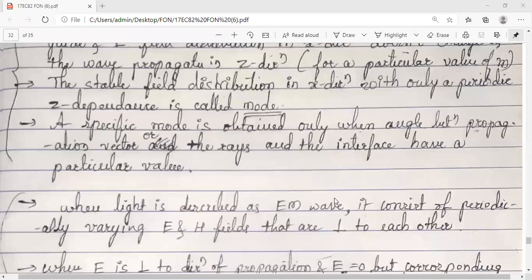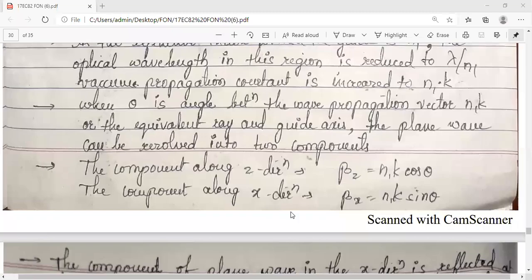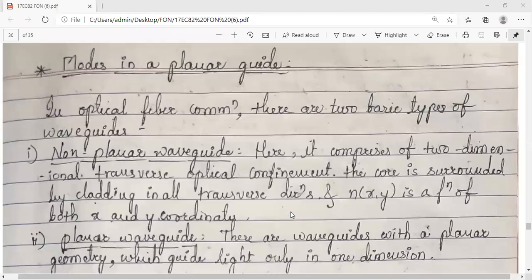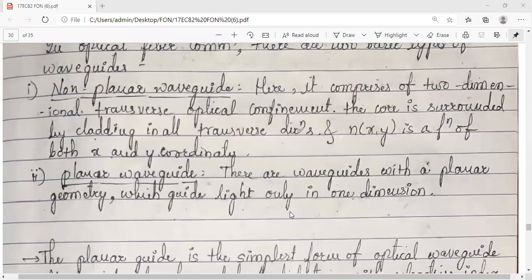In the previous session, we discussed the modes in the planar waveguide. Let me quickly recall it so that we can continue the discussion. So you have seen what is non-planar and planar. In non-planar, we have two different dimensions, the variable. However, in planar, the wave variation is only in one direction, one dimension.